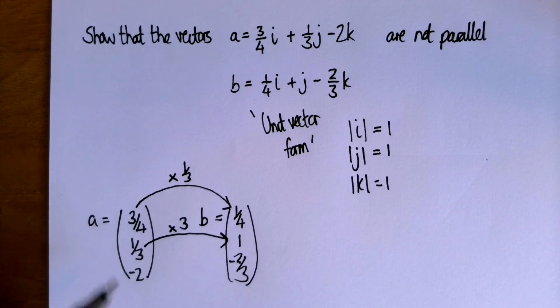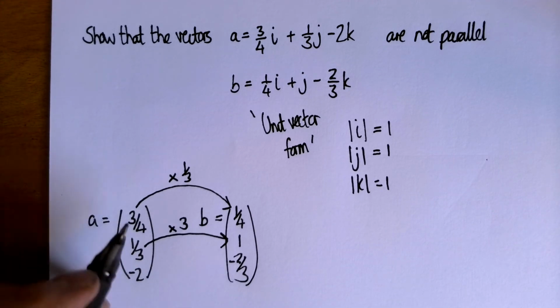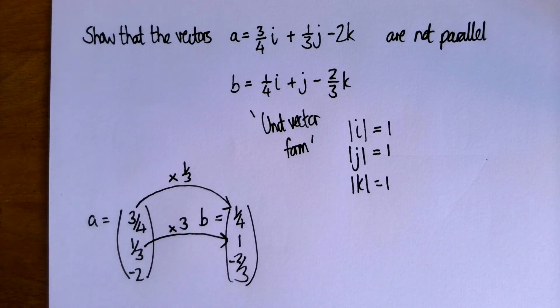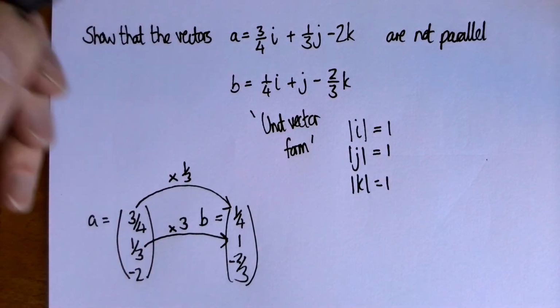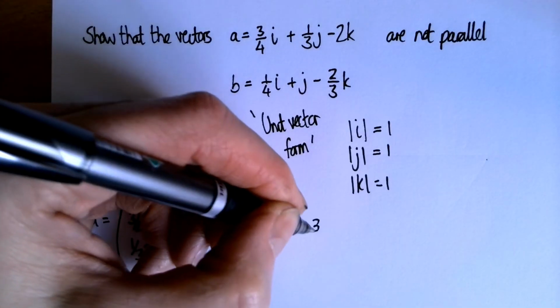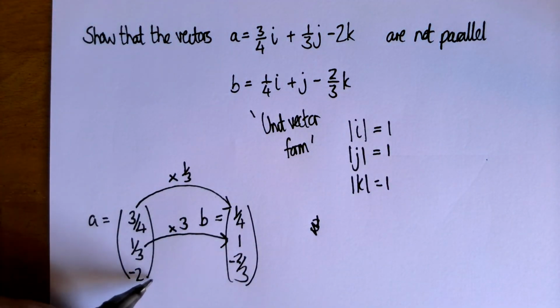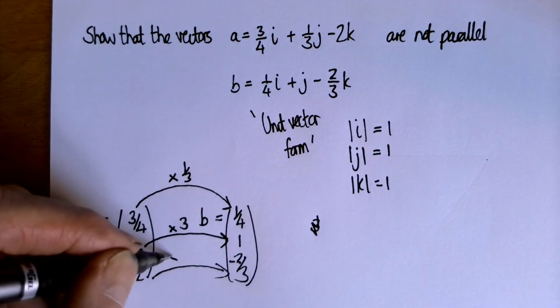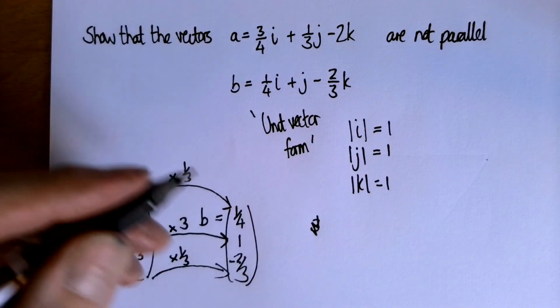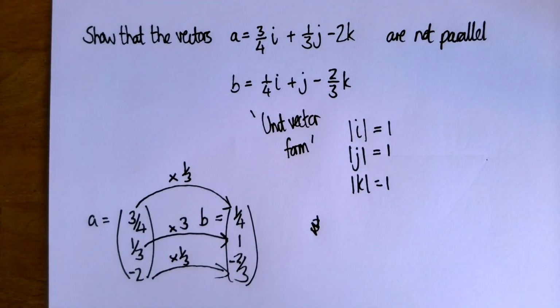It doesn't matter what's going on here. I mean, this one's been multiplied by 1/3 again, but because all 3 components haven't been multiplied by the same thing, they are not parallel. So how would I write this? I would just probably do little arrows like this and say, because the same multiplier isn't used in each case, they're not parallel.